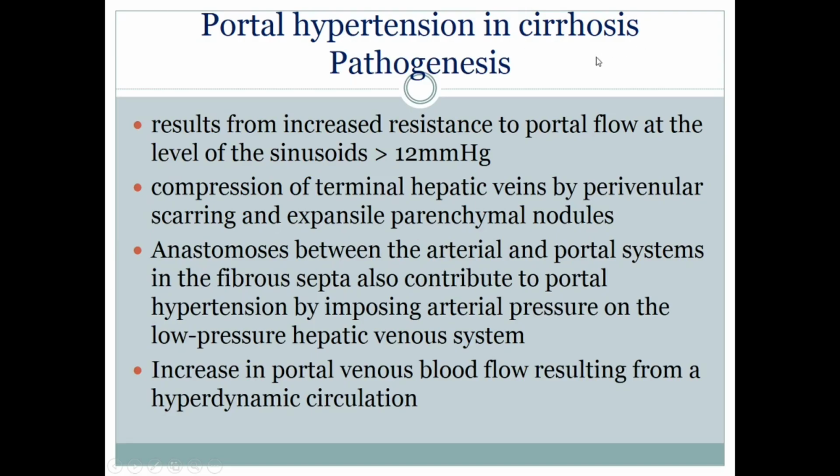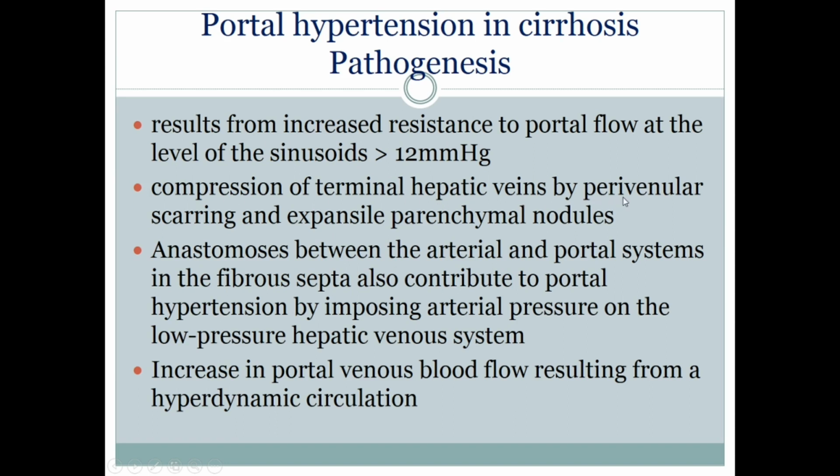So portal hypertension and cirrhosis, the pathogenesis is that it results from increased resistance to portal flow at the level of the sinusoids, which is more than 12 millimeters of mercury. This is important, especially radiologically, because radiologically they diagnose portal hypertension by measuring the pressure within the portal veins, and they also look at the dilatation of the portal veins apart from the splenomegaly, of course. Okay, so this is how radiologists will diagnose portal hypertension, mainly measuring this resistance to portal flow.